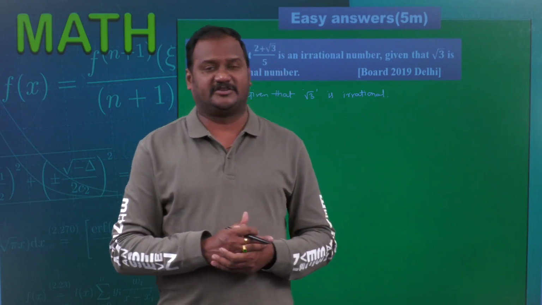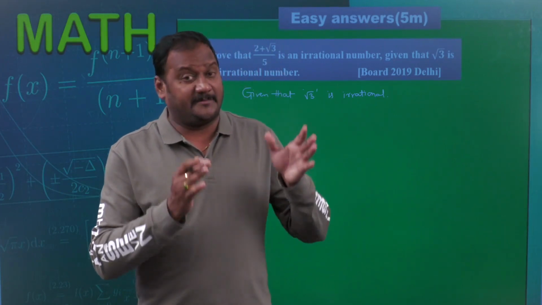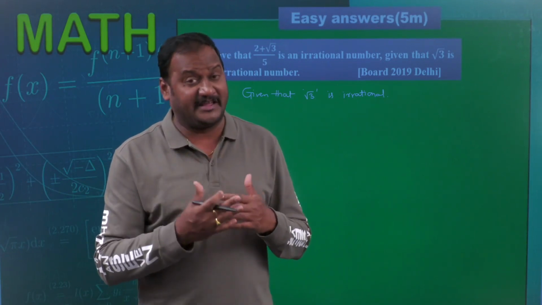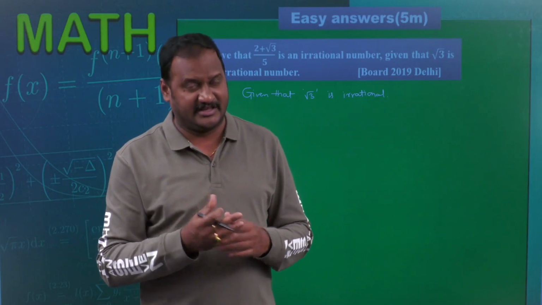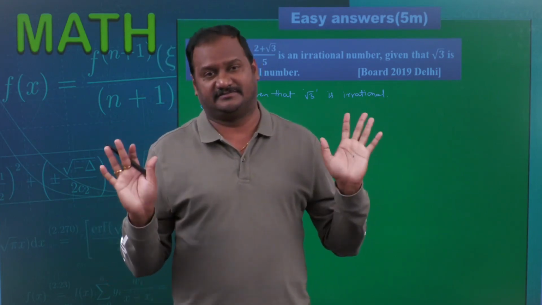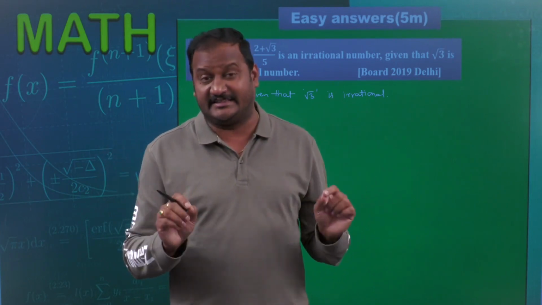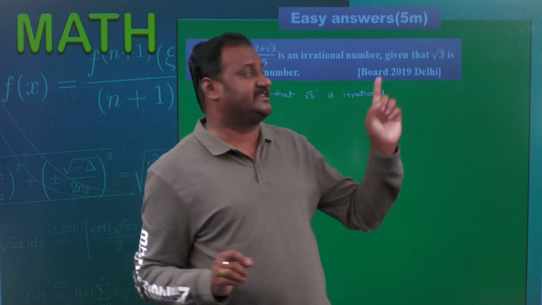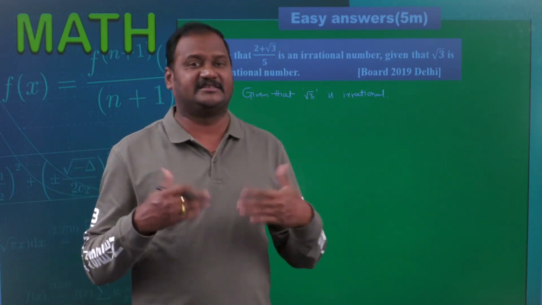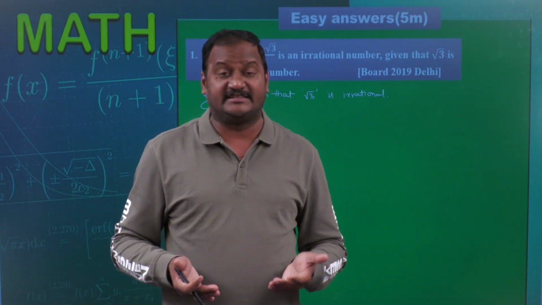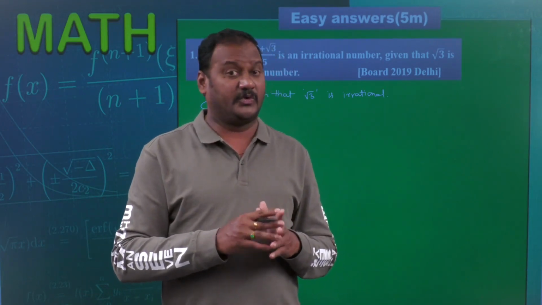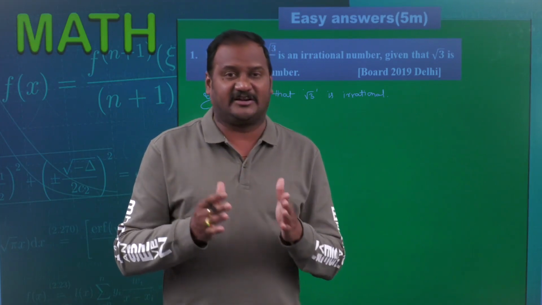Now in this indirect method of proof, we begin with the RTP, that is the conclusion, saying that our RTP is wrong. What is our RTP here? (2 + √3)/5 is an irrational number. That is wrong, that is our assumption. So in this indirect method of proof, we assume that our conclusion is wrong.